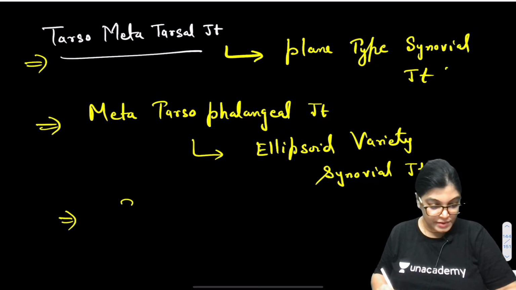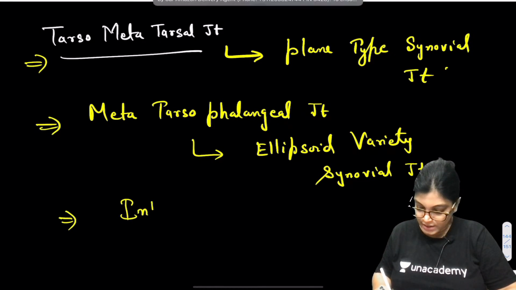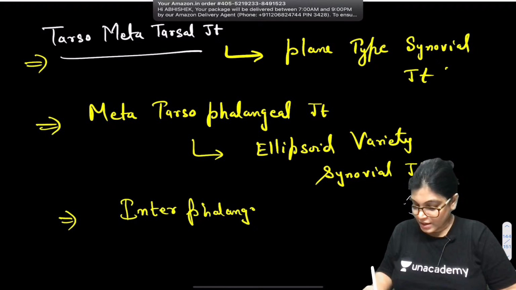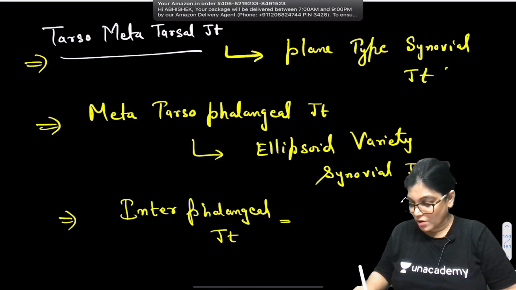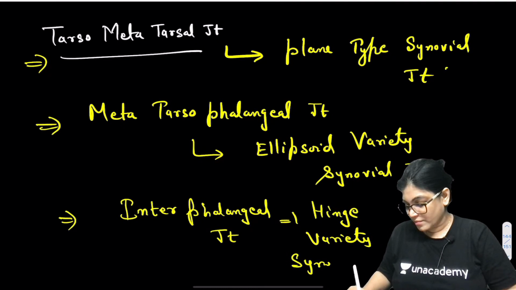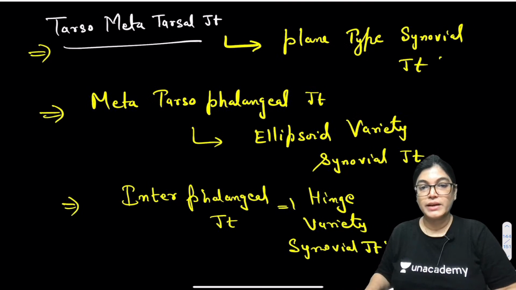Interphalangeal joints. Thank you Sohail. Interphalangeal joints are an example of the hinge variety of synovial joint.